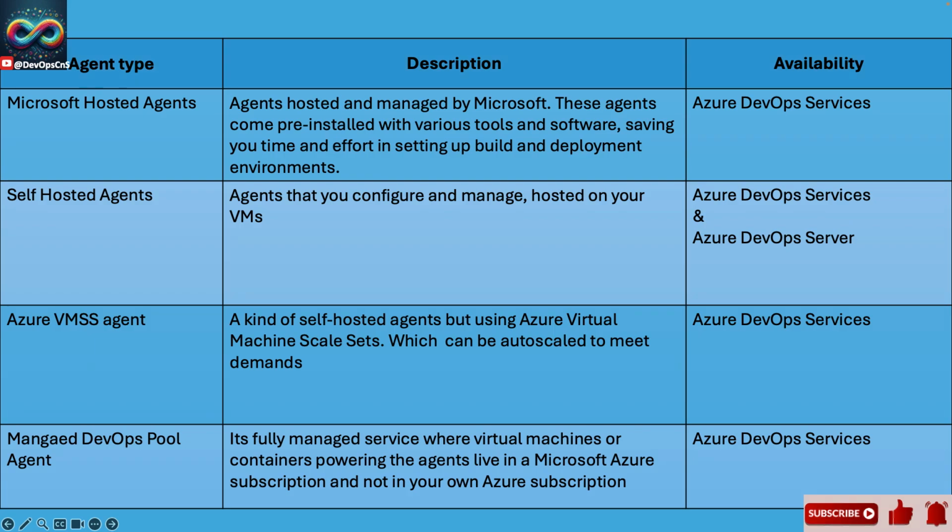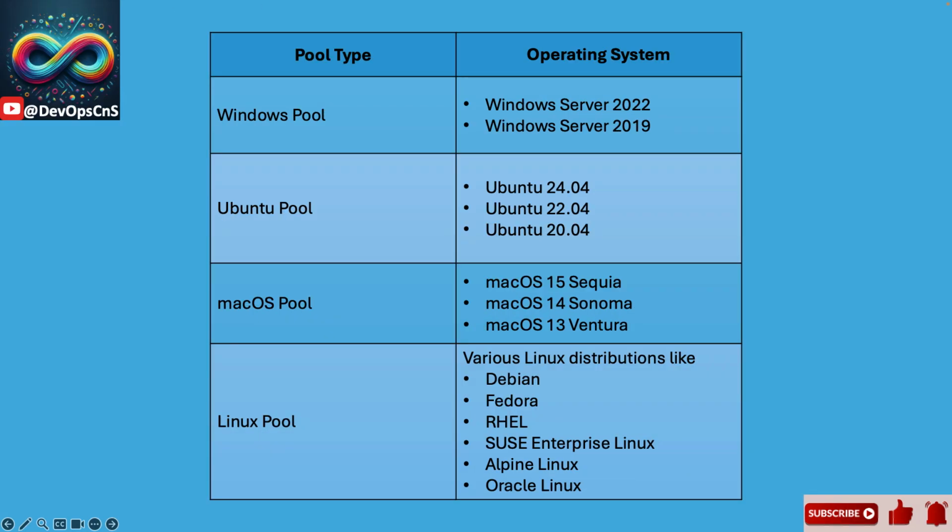Next is managed DevOps pool agent. It is a fully managed service where the virtual machines or containers powering the agents live in a Microsoft Azure subscription and not in your own Azure subscription. This agent is available in Azure DevOps Service. So there are four types of pools which you can create.